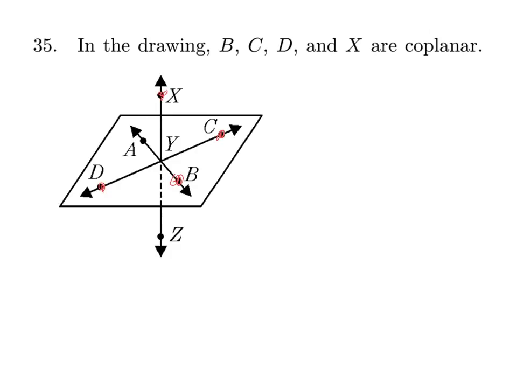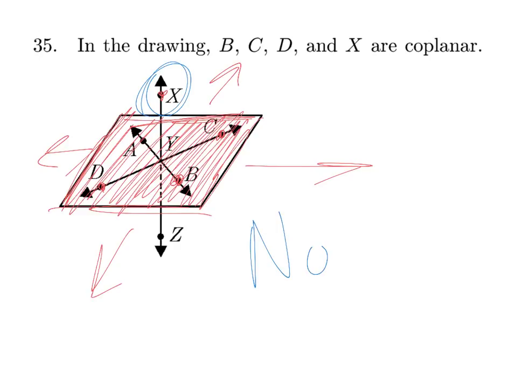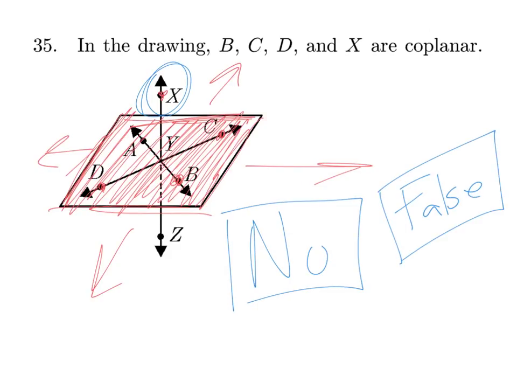Are they coplanar? Well, this plane runs through B, C, and D, and it's going to keep going in this direction, in this direction, in this direction, and in this direction. It's never going to get up here to X. So your answer would be no, or you could say false. All right, done.